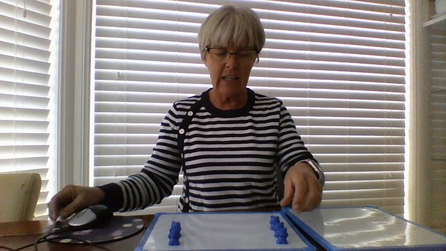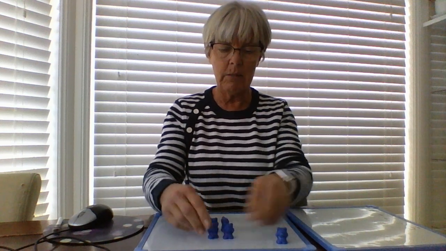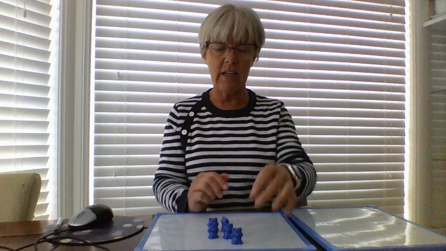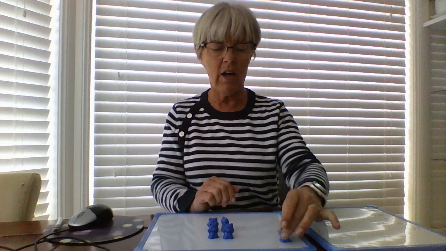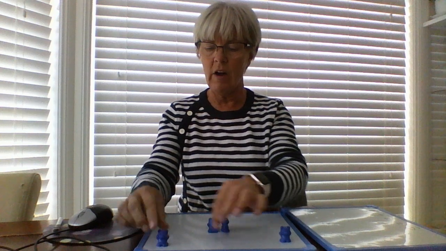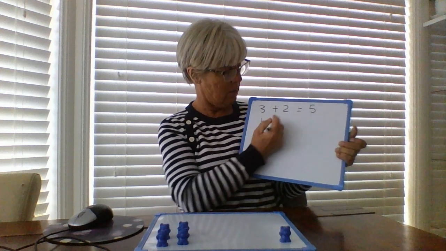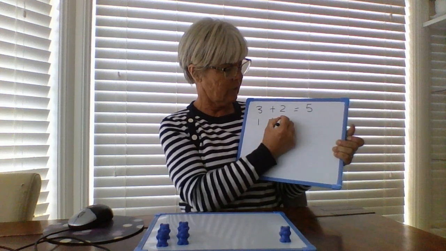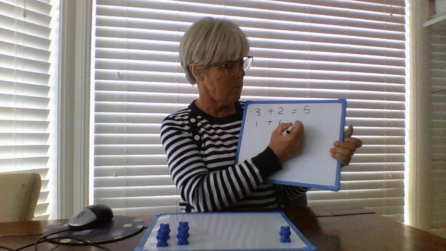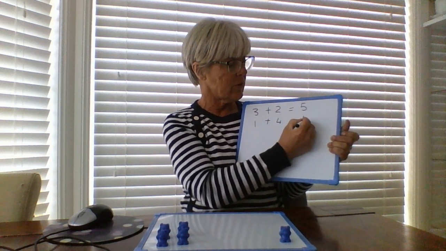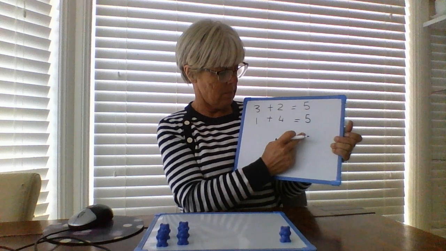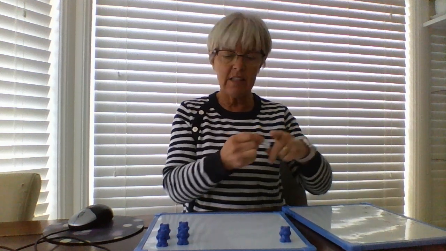I repeat this again. I put my 5 bears back in the middle, and I'm going to see how else I can do this. So this time I've got 1 on this side, 1, 2, 3, 4. I record my number sentence. I have 1, which is an odd number, plus 4, which is an even number, equals 5, which is an odd number. And I carry on and see how many different ways I can do that.